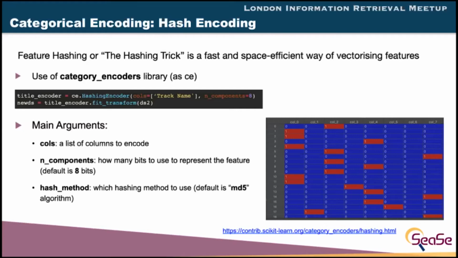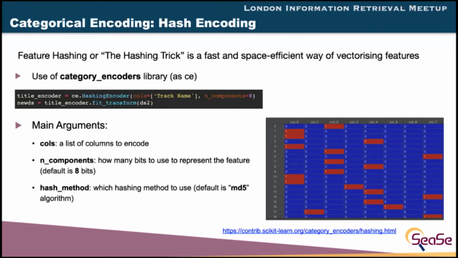As you can see from the example code, the main argument of the function is cols, where we specify the column to encode, in our case, the track name. Then we need to fix the dimensionality, so we used the default value, that is n_components equal to 8. The central part of the hashing encoder is the hash function, which is specified with hash_method. By default, the value is the algorithm MD5, but a user can pass any algorithm of his choice.